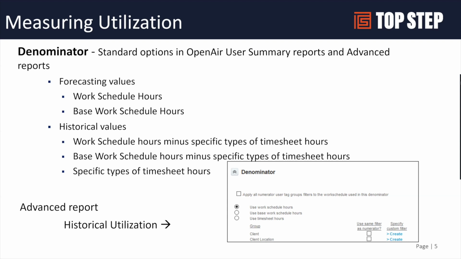So let me define the difference between those two denominator options. Work schedule hours is, as you know, every user gets assigned a work schedule in OpenAir, and generally that work schedule includes how many hours per day a user is expected to work, as well as what the company holidays are. So for example, we had 4th of July last week. 4th of July for us was on the 3rd because it fell on a Saturday. So the work schedule hours for last week, being that I expect my folks to work 8 hours a day, was 32 hours. So if I use that as my denominator in my calculation, then that allows me to define my utilization based on that 32 hours as a base.